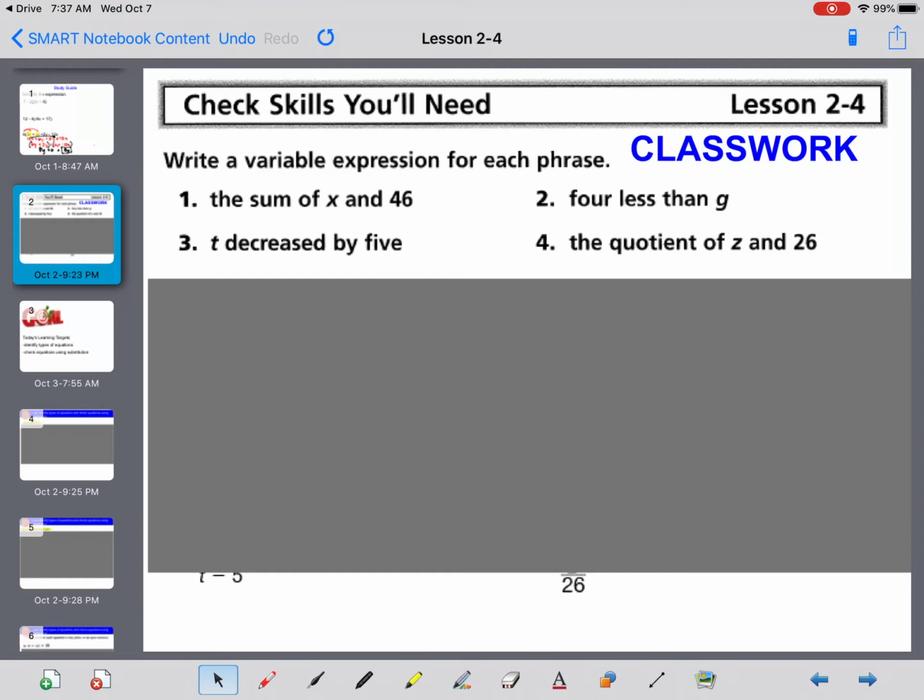All right. Here's a quick review that you have. Pause the video, give these 4 a try. It should go pretty quickly, and come on back and compare what you have.